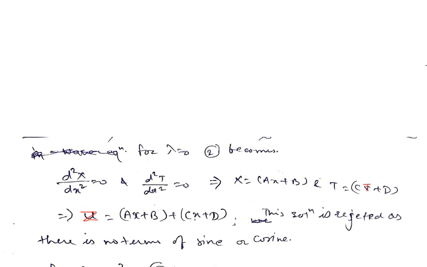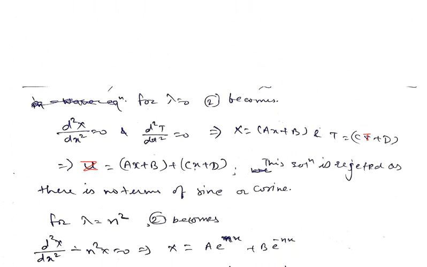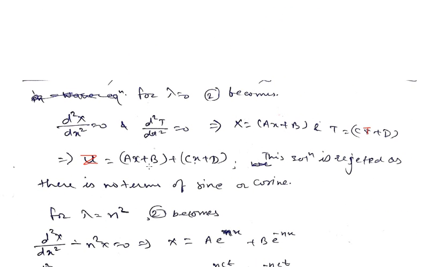As we assume the solution z is equal to X into T, here z is equal to X into T. So that's why there is z in place of v. This is z is equal to (ax plus b) into (ct plus d). This is a multiplication sign. So it contains algebraic terms, but as we are discussing the wave equation, it should contain sine or cosine terms. So there are no sine and cosine terms, that's why we will discard this solution.